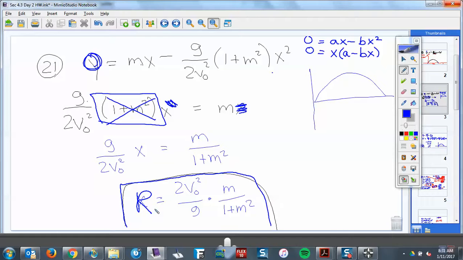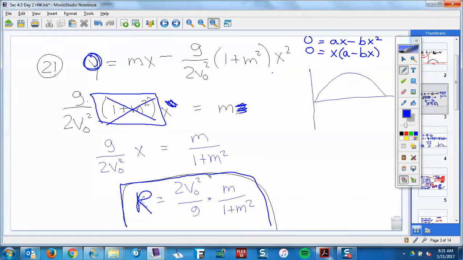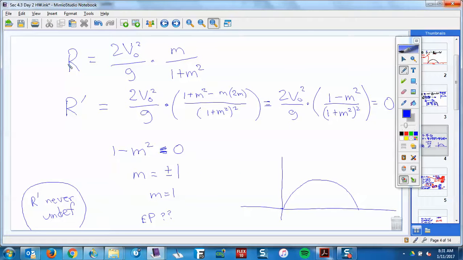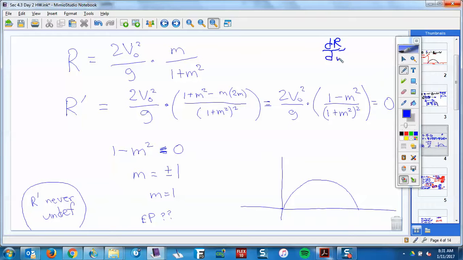So let's say velocity is fixed. You're going to throw it the same every time. What is our max? That is the problem we want to do. So I've got R right here. I went ahead and did R prime, which remember, this is just a constant, so it's just going to hang out there. I went ahead and did a product rule. M is my variable, so we're doing dr dm, the derivative with respect to m.